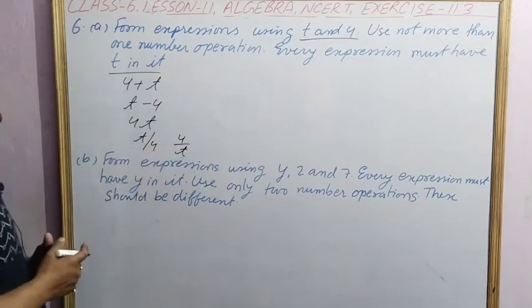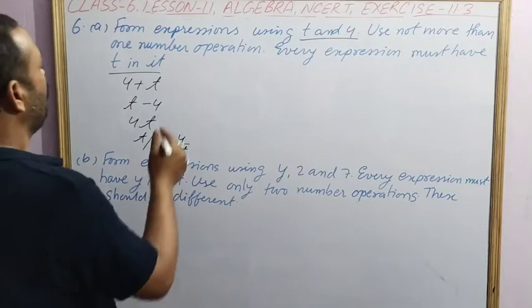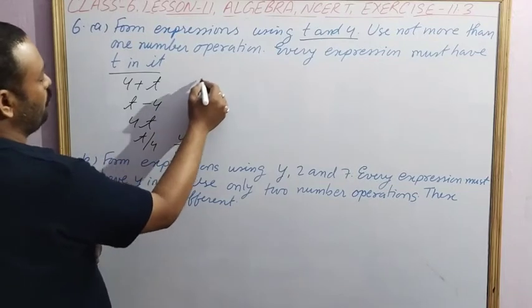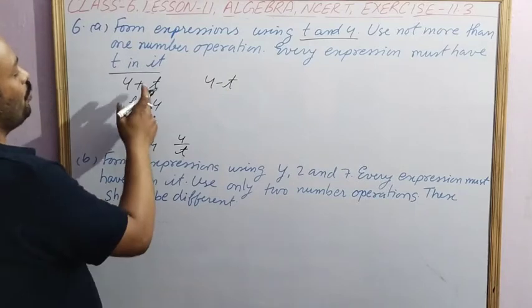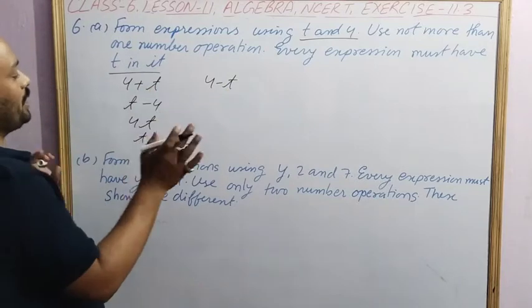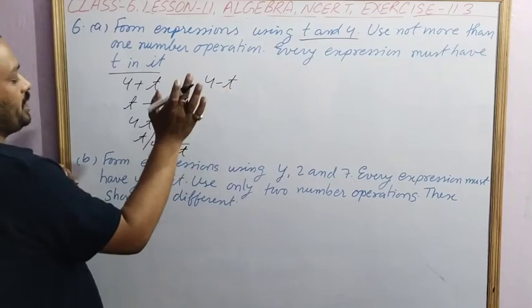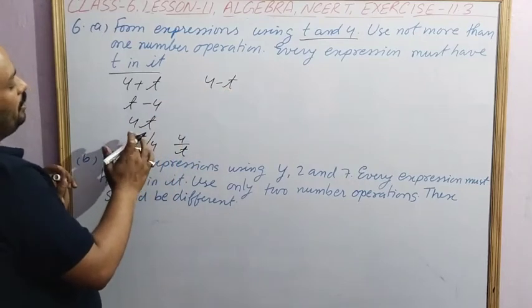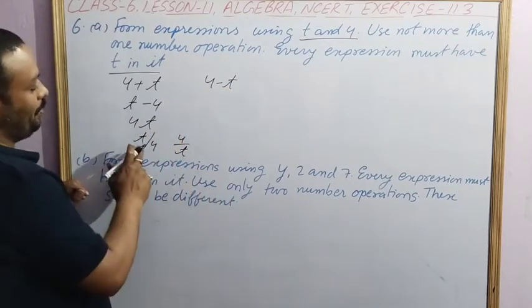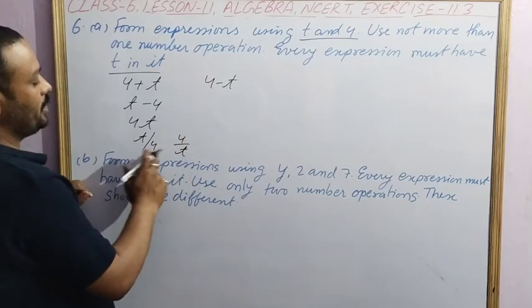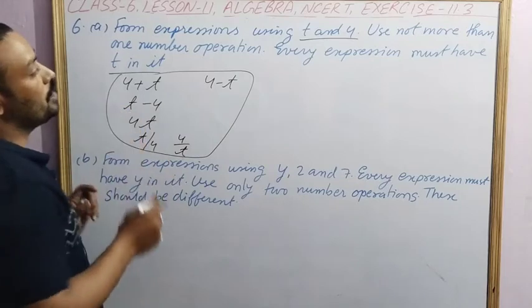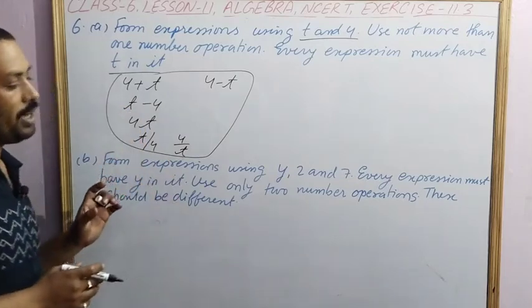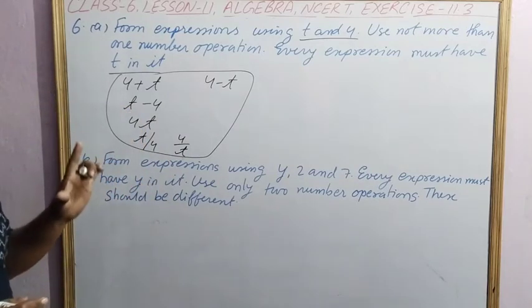So these expressions can be made, or we can take one more, 4 minus t. 4 plus t and t plus 4 are the same, t minus 4 and 4 minus t are different, 4t or t into 4 is the same, t by 4 or 4 by t are different. So in total this many expressions we can make using one operation at a time, in which t is there.